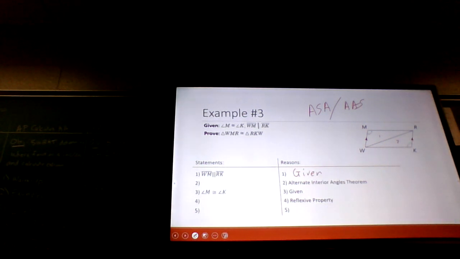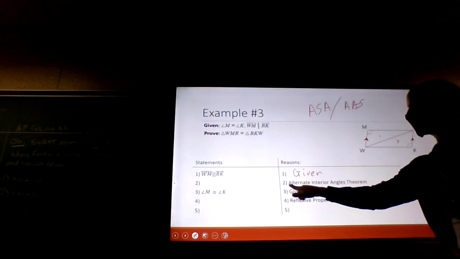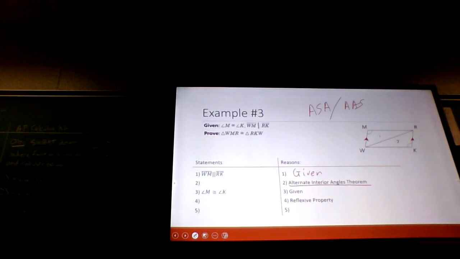Now, someone make my day. Ishmael, you're out on this one. Notice how I got these little extra arrows here. If this line is parallel to this line, the reason is alternate interior angles theorem.